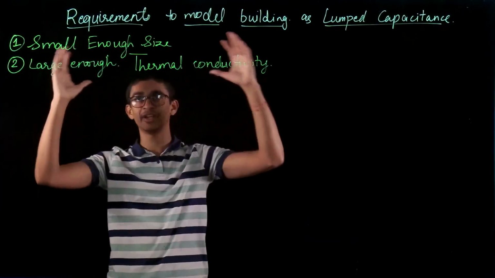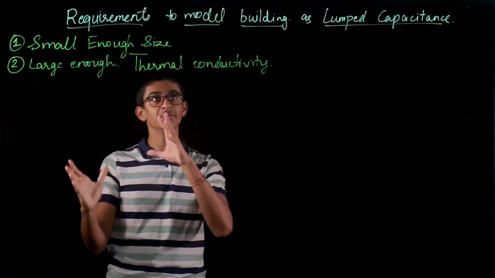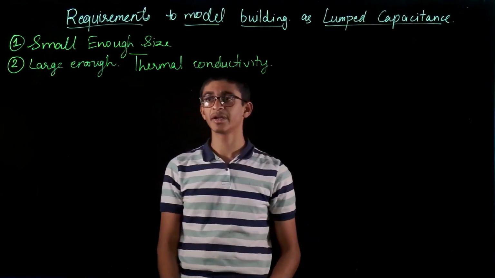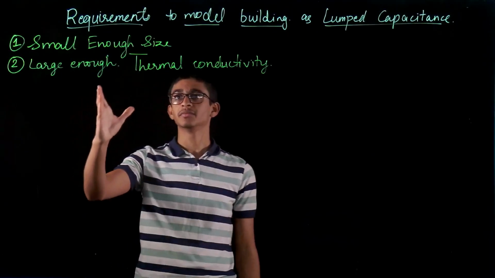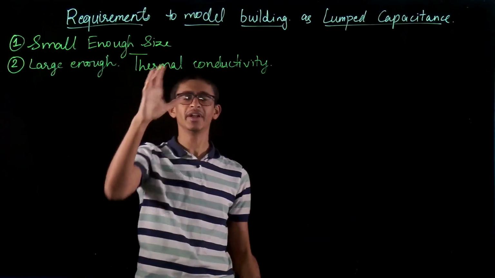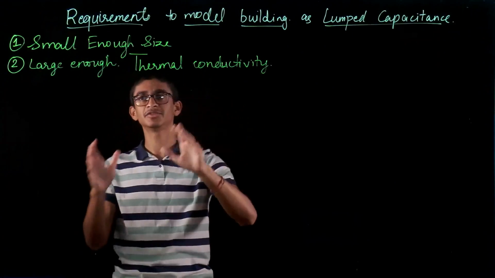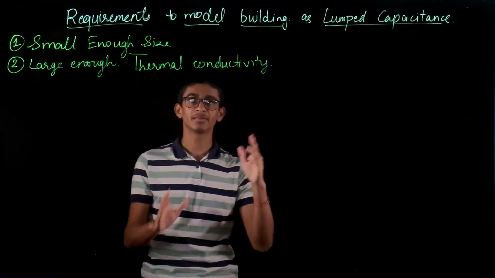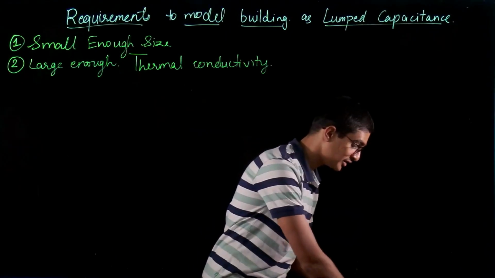So I should have small enough size and large enough conductivity. Even if we have a very large size, but the thermal conductivity is also very large, then we might be able to model the building as lump capacitance. And on the other side, if my building is very small, very tiny, and my thermal conductivity is not that large, then also it might be possible to use lump capacitance model. So formally the condition is here.